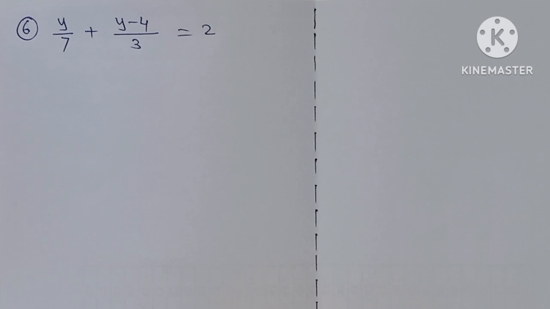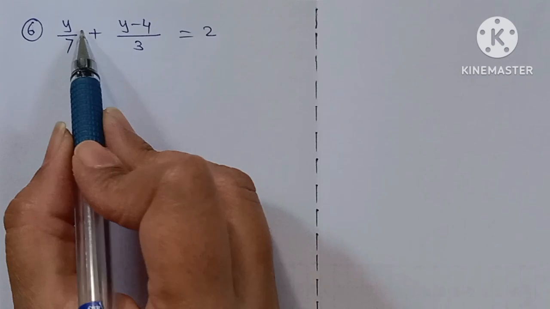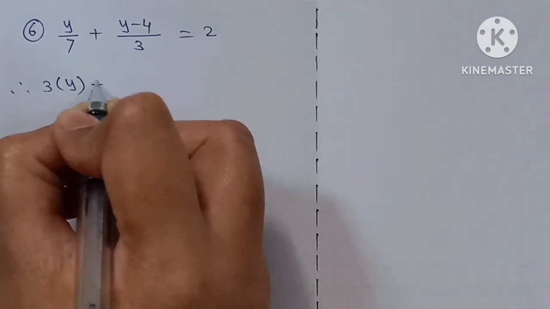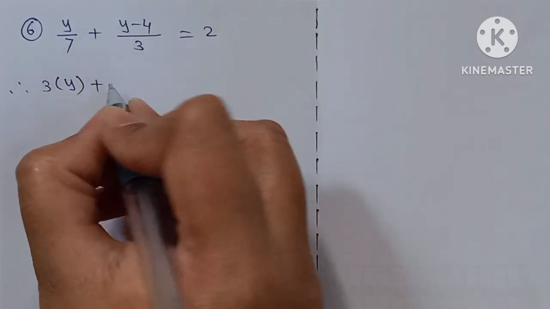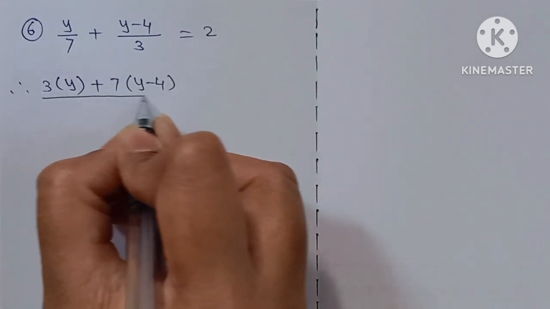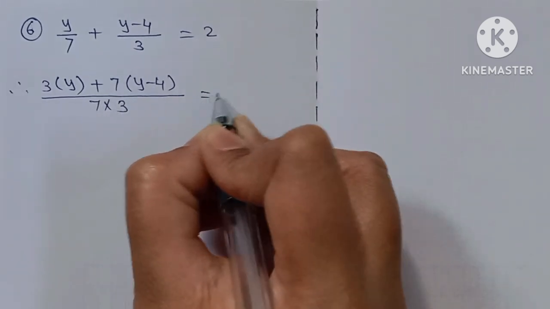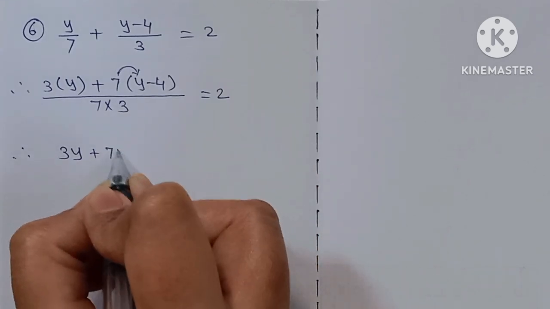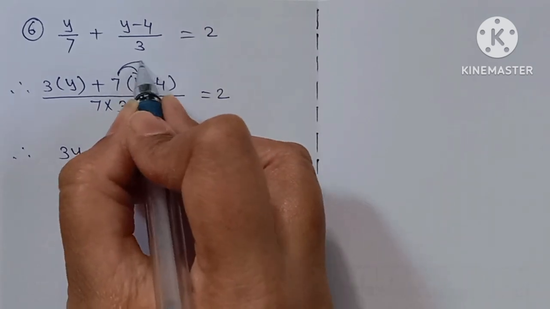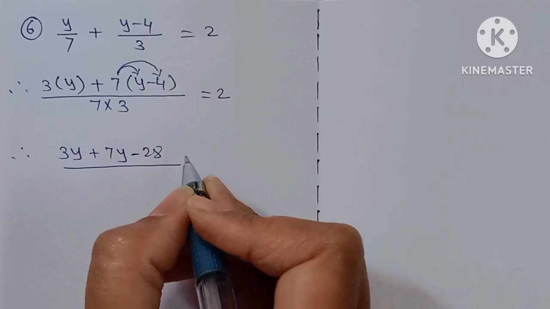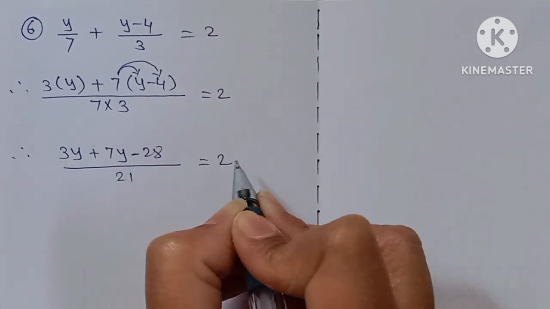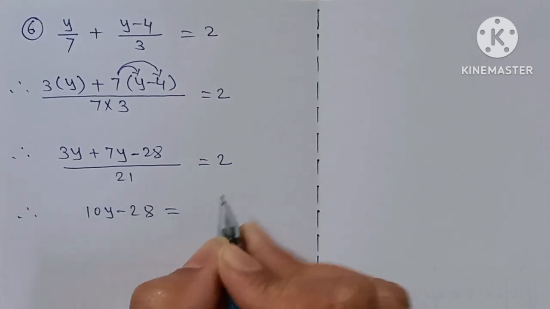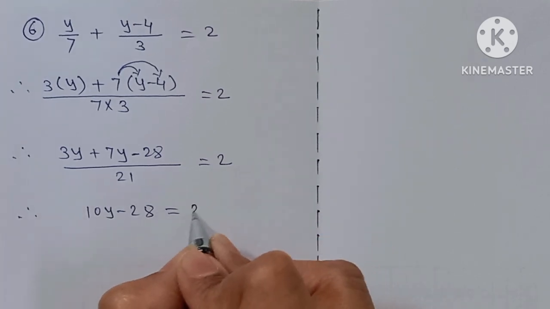Next, y upon 7 plus y minus 4 upon 3 is equal to 2. Now here, cross multiplication. 3 into bracket y plus, for y minus 4, you can multiply by 7, 7 into bracket y minus 4, upon 7 into 3 is equal to 2. 3 into y, 3y plus 7 into y, 7y plus minus minus 7 4s are 28 upon 7 into 3, 21 is equal to 2. Now, 3y plus 7y, how many y? 10y minus 28 is equal to, this 21 is divided, it goes to opposite side, multiply, means 2 into 21.